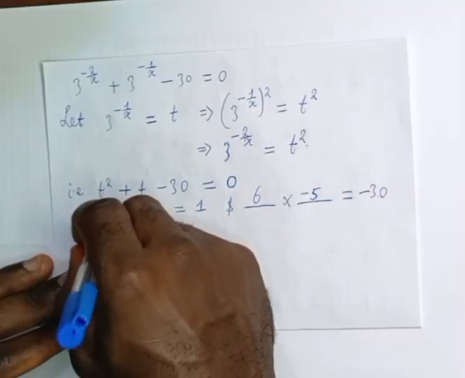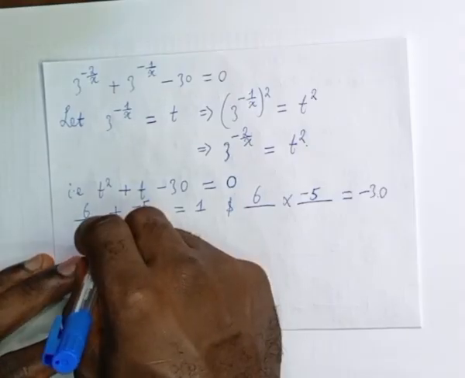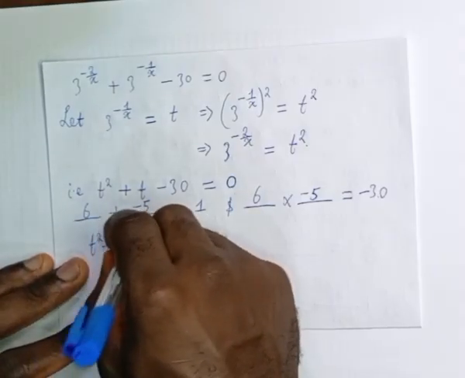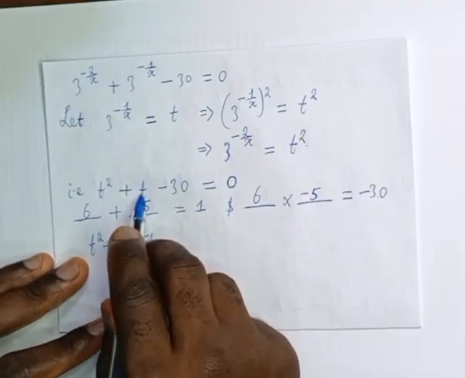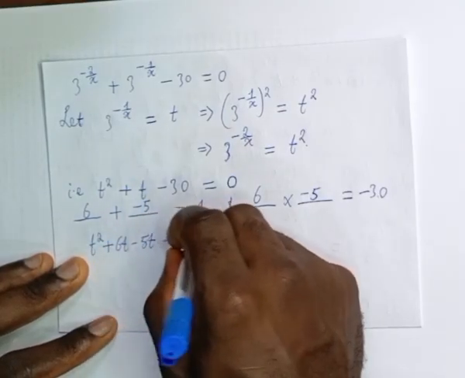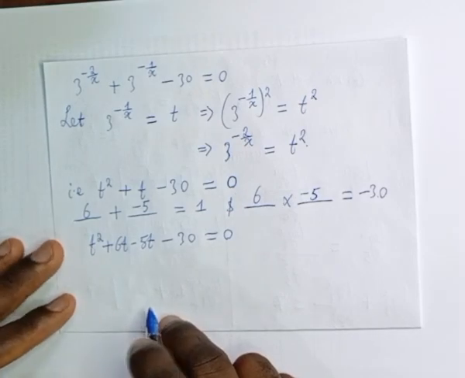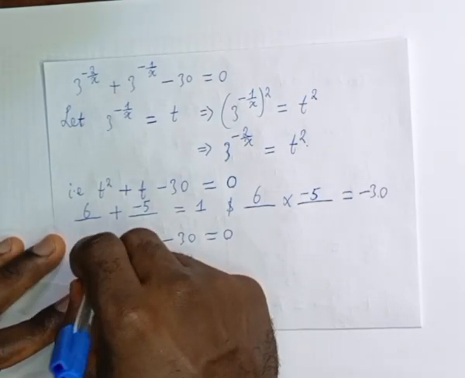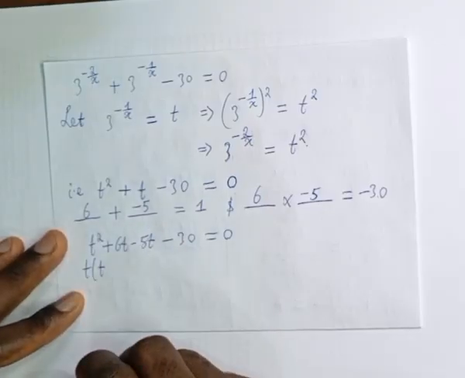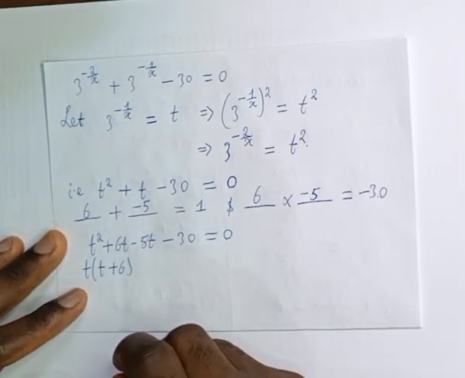This will give us t squared. We are going to replace t with 6t minus 5t. 6t minus 5t gives us t, minus 30 is equal to 0. We take the first two terms, we factorize. T is common. T times t gives us t squared. T times 6 gives us 6t.